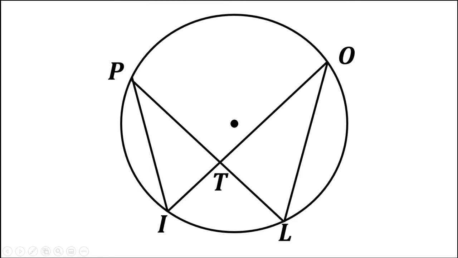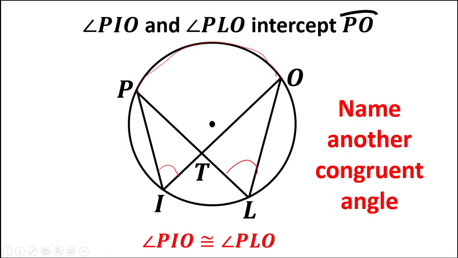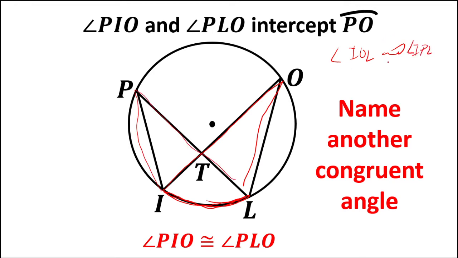Next. Name another congruent angle. So, gamit din yung ganitong figure. Observe nyo, kung meron kang arc IL, asan dyan yung dalawang angle na in-intercept din niya si IL. Etong angle na ito, you have angle IOL and angle IPL. So, ibig sabihin, these two angles are also congruent. Okay? If that's the case, ito at saka yun ay pareho ang measurement.